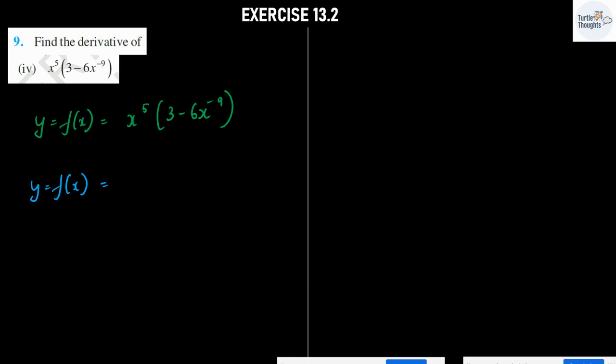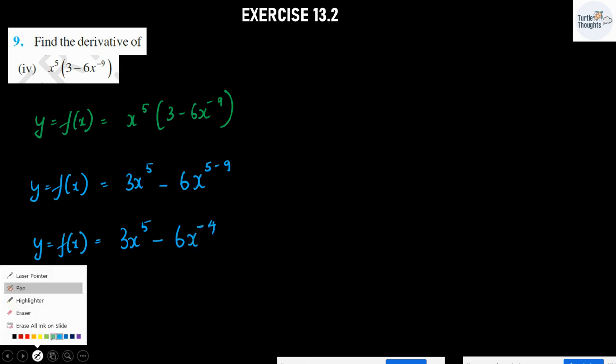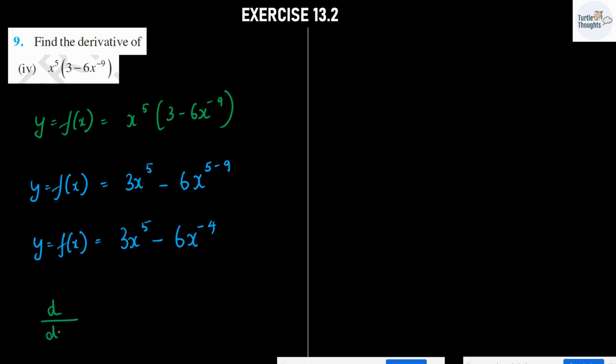Y, which can be taken as the function of x, 3 multiplied by x raised to the power 5 minus 6 x raised to the power plus 5 minus 9. I will be getting the value of y, which can be taken as f of x, as 3x raised to the power 5 minus 6x raised to the power minus 4. Now I know from the power rule that the differential of x raised to the power n is n x raised to the power n minus 1.